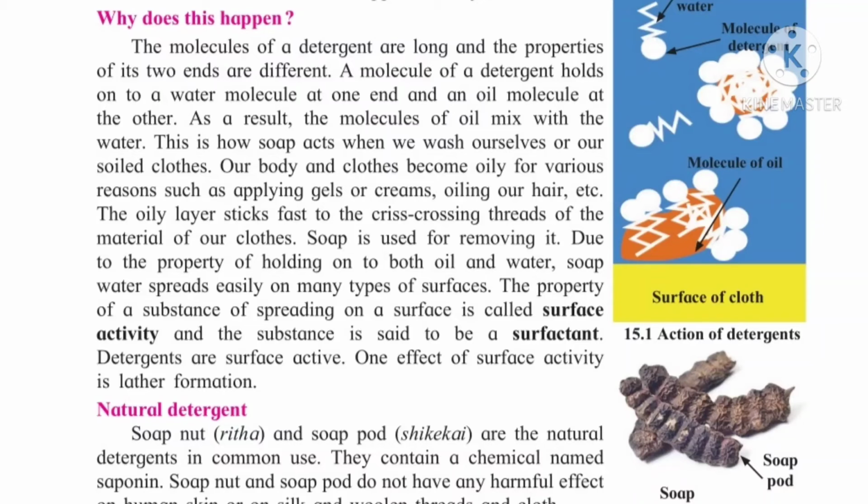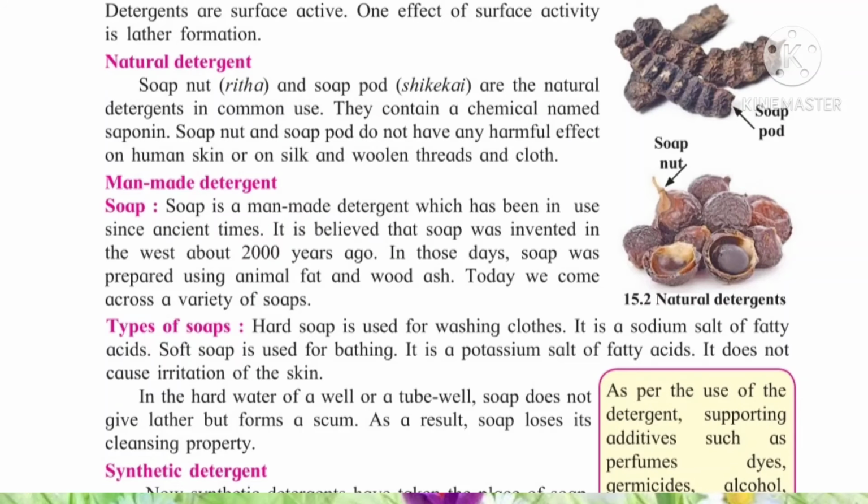In the picture also they have shown the action of detergent. Molecule of oil is there, molecule of detergent, water molecule, and their head and tail are shown. Okay, so this is about the working of the detergent, how it cleans the cloth as well as our body. There are two types of detergent, that is natural detergent and man-made detergent.